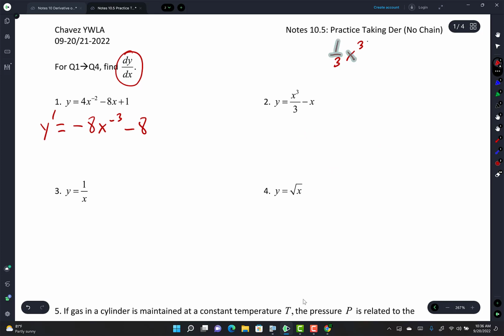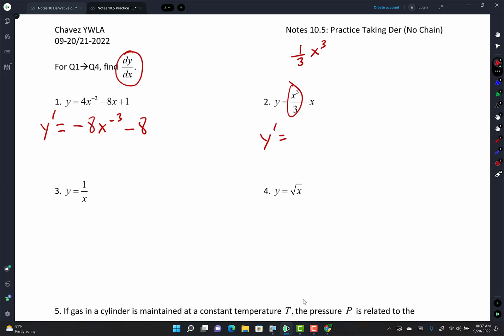I want you guys to see this. Look how awesome this is. I'm going to rewrite this as 1/3 x cubed. So y prime equals, what's 1/3 times 3? 1. And then I just subtract 1 from that power, x squared. And there it is. We got the same answer.